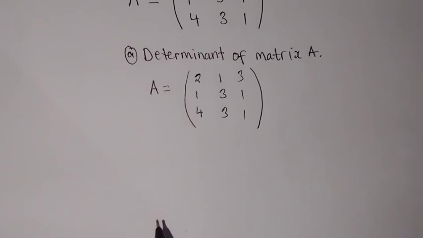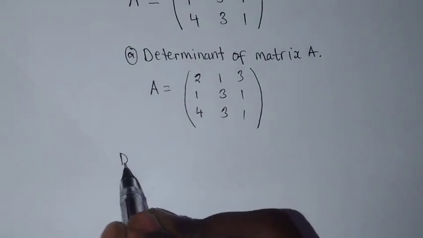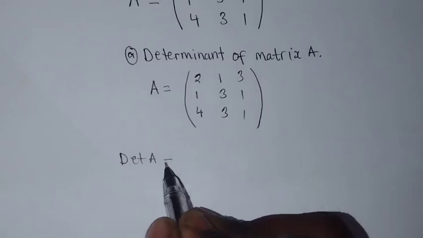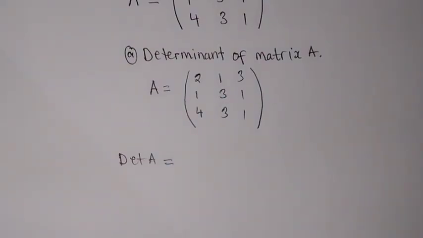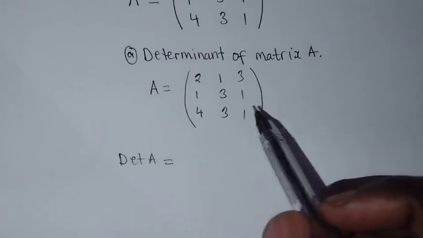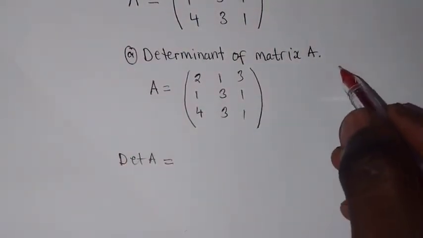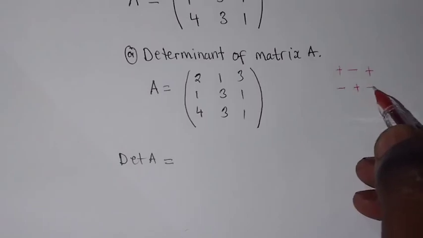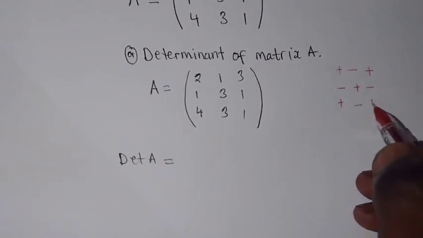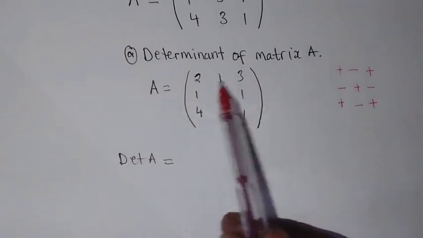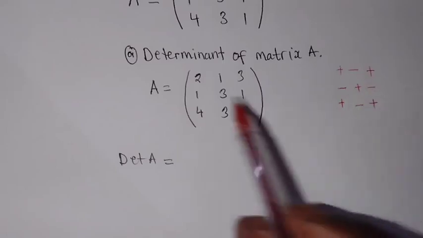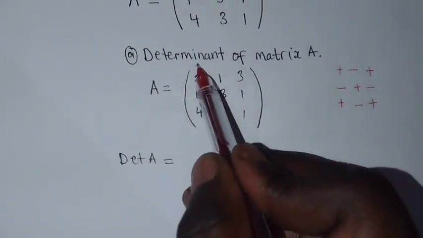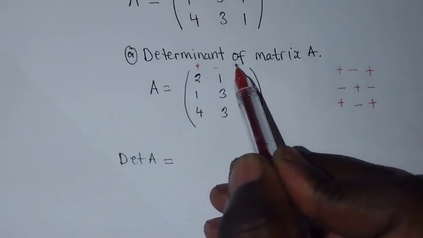To find the determinant of matrix A, there are two methods that we can use. So we are going to say determinant of matrix A is equal to, now the method that I'm going to use, I'll use the signs. So we have these signs: plus, minus, plus. We also have minus, plus, minus, again plus, minus, plus. If I choose to use the first row, I'm going to go with these signs. So I'll use the first row where I'll go with the plus, minus, plus.